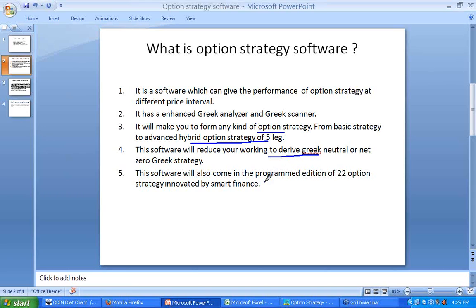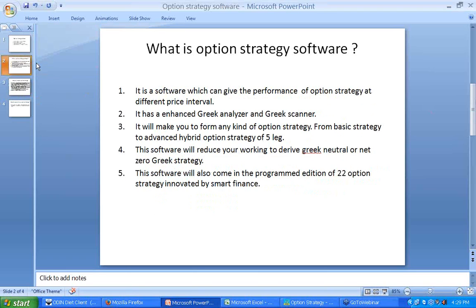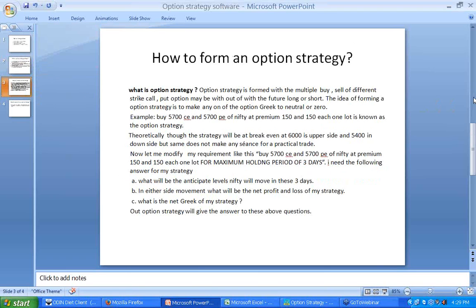This software also comes with the programmed edition of our 22 option strategies, innovated by me, and pictured in my book called Master's Key to Futures and Options. So these 22 strategies are programmed features that we are going to build in this software. So this is about the software. I will be demonstrating all those features of the software.